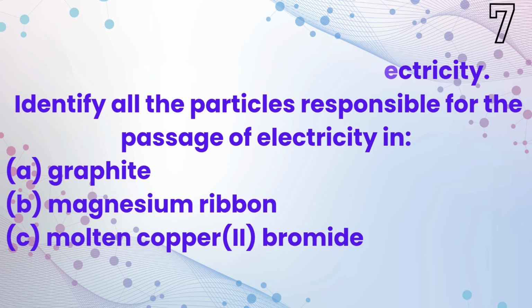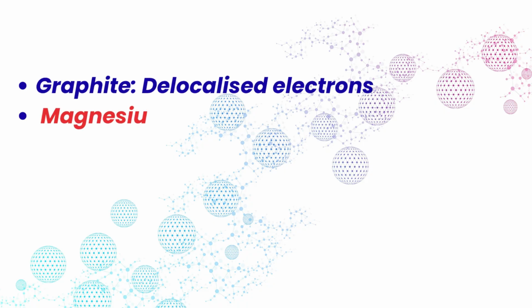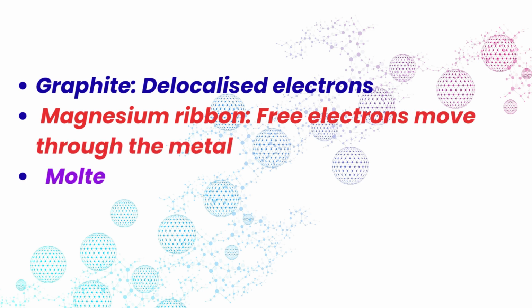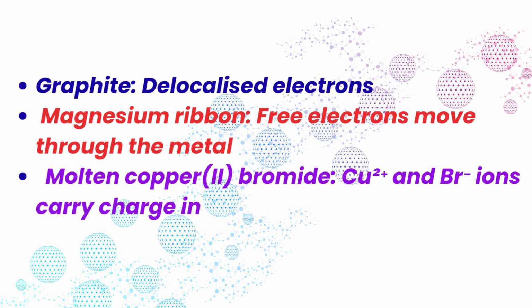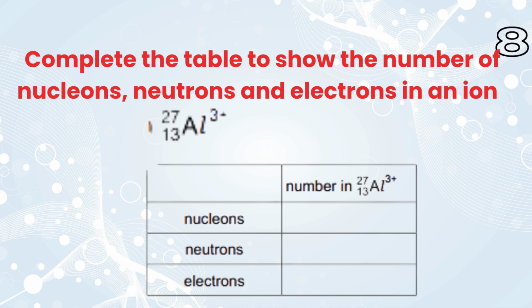Graphite: delocalized electrons. Magnesium ribbon: free electrons move through the metal. Molten copper bromide: Cu²⁺ and Br⁻ ions carry charge in the liquid. Tips: in solids, metals use electrons. In molten ionic compounds, ions move. Complete the table to show the number of nucleons, neutrons and electrons in an ion.